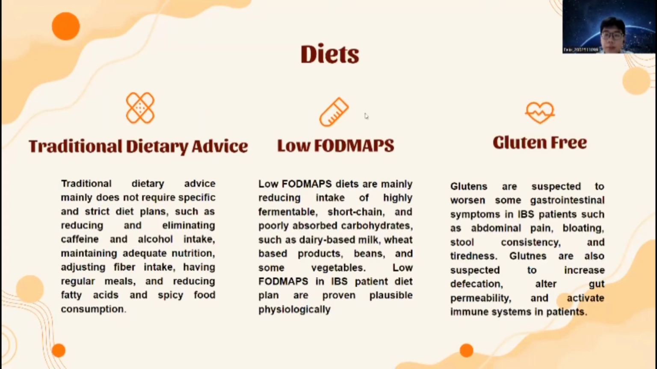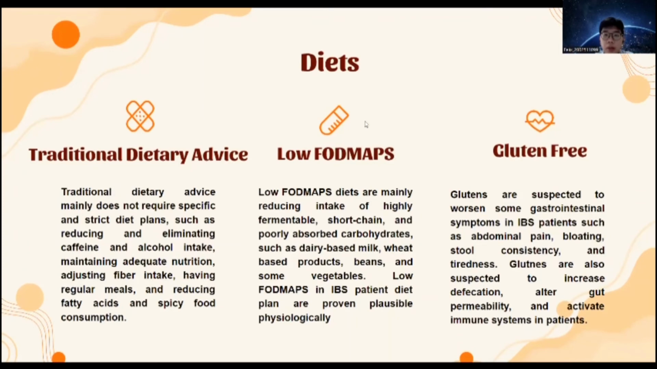So, most patients with irritable bowel syndrome usually modify their diets to specific types of food only to reduce their own symptoms. So, there are 3 types of trendy diets that have been proven or influential during the last few decades, which are first the traditional dietary advice, the second is low fermentable oligosaccharides, disaccharides, monosaccharides, and polyols, all called FODMAPs, and also gluten-free.